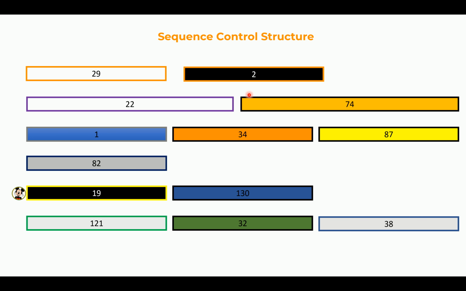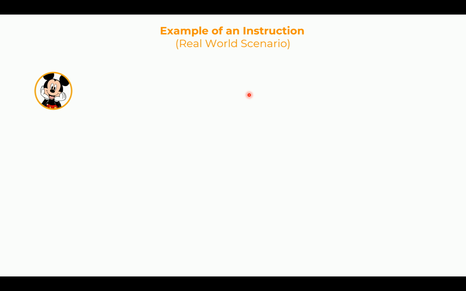As we can see from the animation being demonstrated, it started from 29 and moved from left to right until it finally got to the last item on the last line. That is basically the sequence control structure at play.